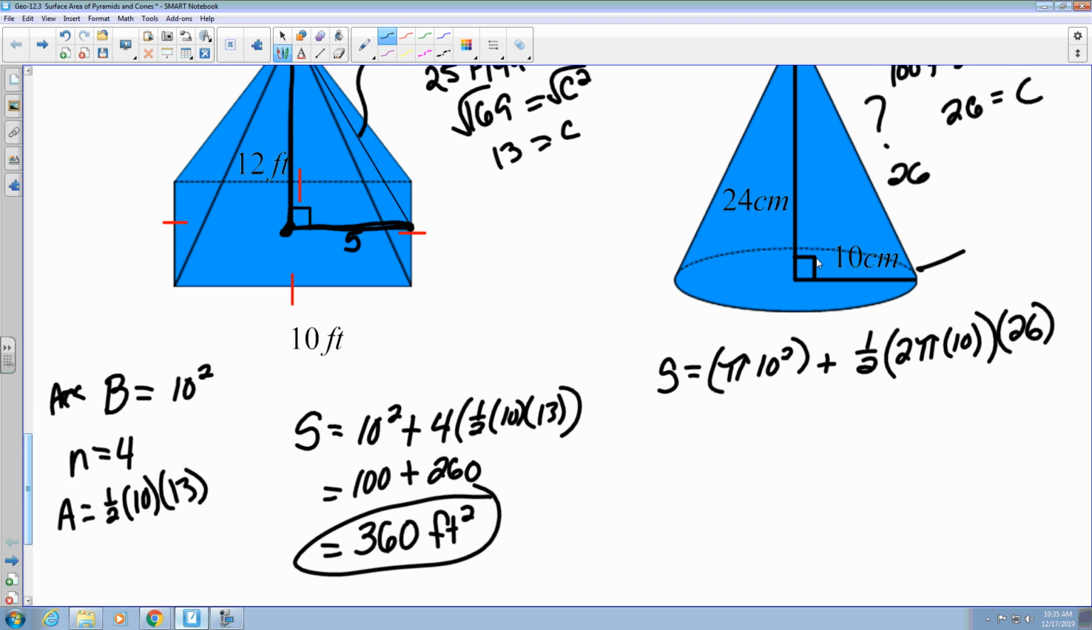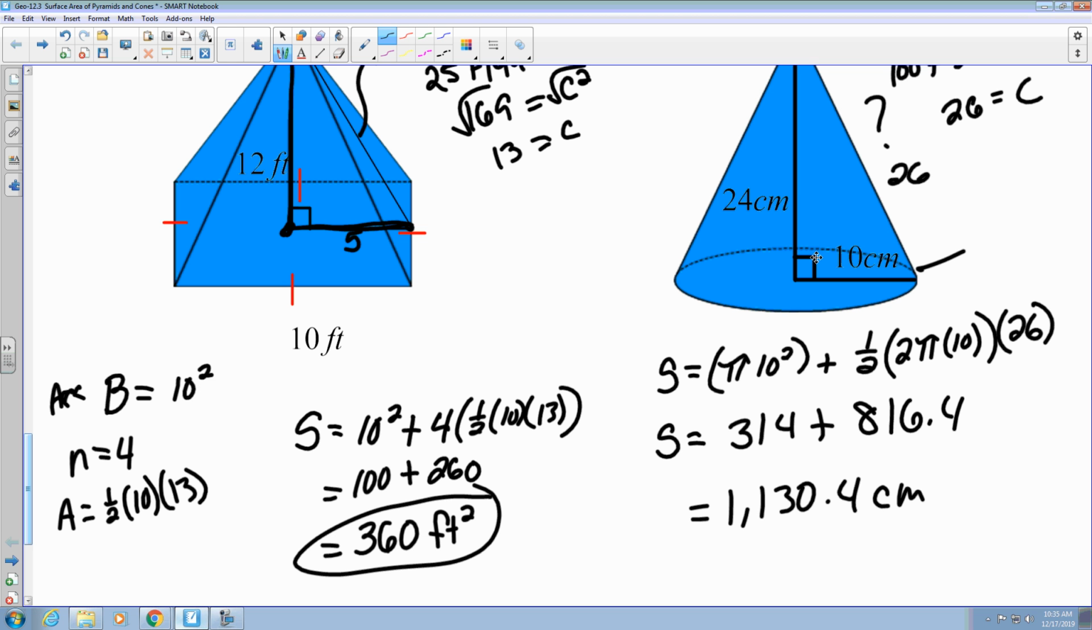All right, with approximations, I'm going to use 3.14 as pi. So I got 10 squared, which is 100, times 3.14. I got 314 right here. Plus, I have 10 times 3.14, times 2, times 1/2, and then times 26. I got 816.4. Add that to 314, I get 1,130.4 square centimeters.